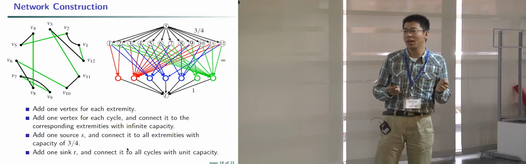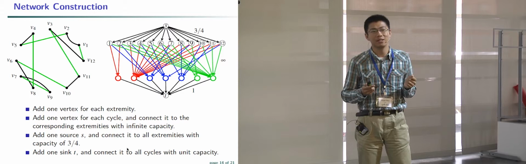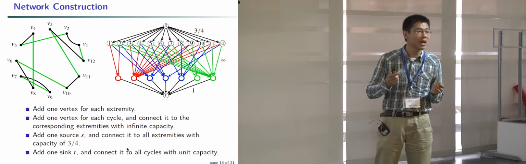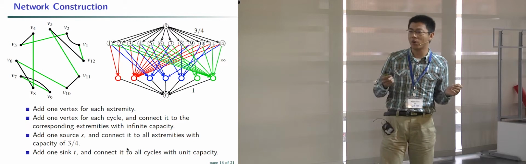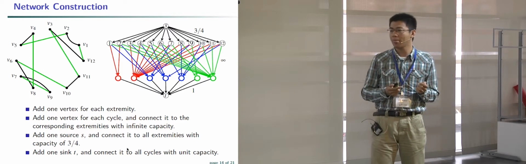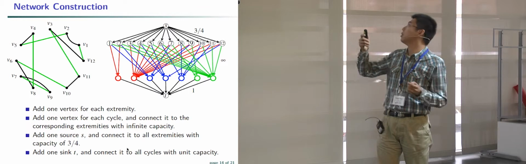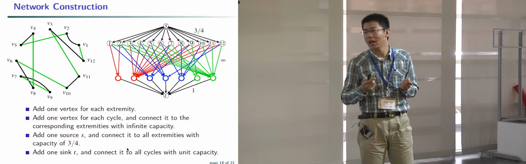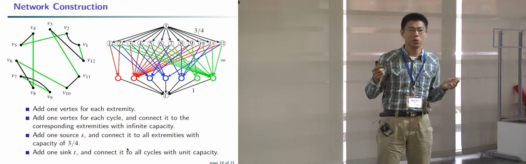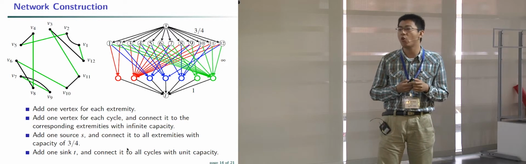We add 1 source vertex and connect it to each of the extremities. And finally, we add a sink vertex T and connect each cycle to T with capacity of 1. Oh, sorry, I forgot to say the capacity assignment. Between the extremities and cycles, we have capacity of infinity. And between the source and each of the extremities, we have capacity of 3/4.